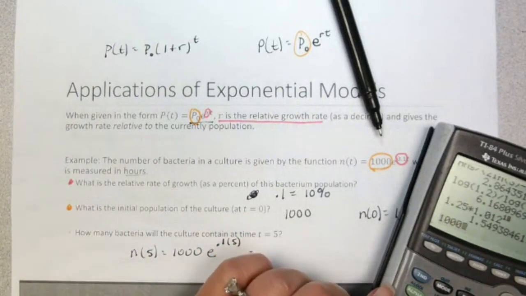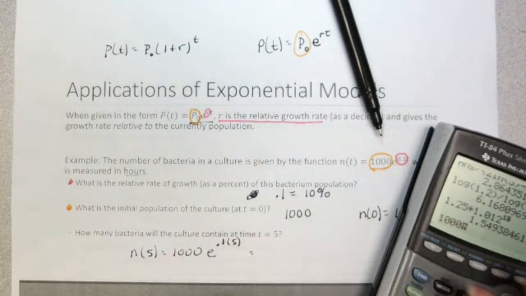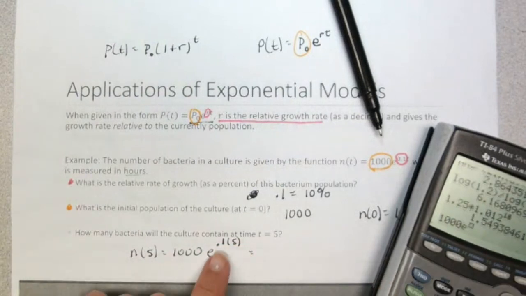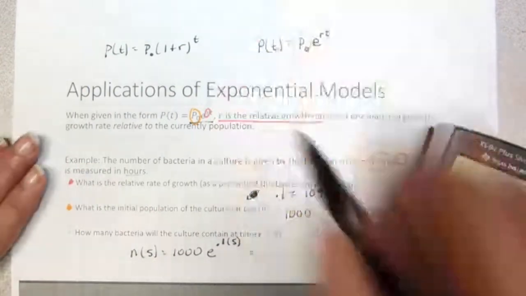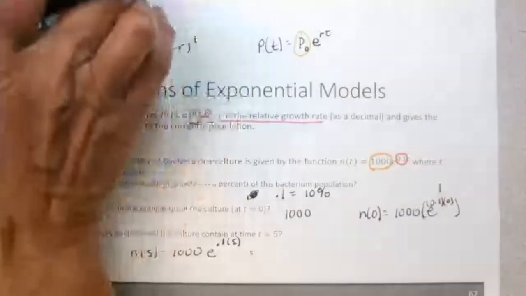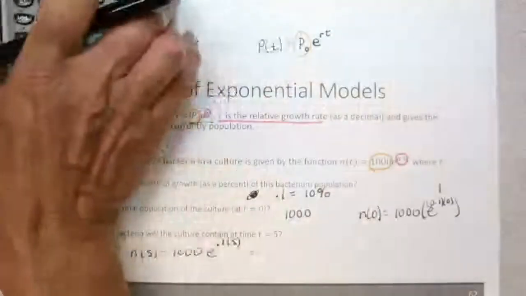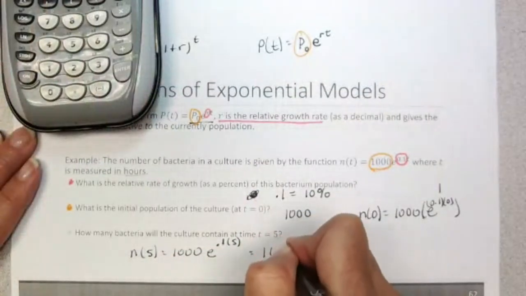I think I'll use my e to the x key. There it is. And my exponent is going to be 0.1 times 5, or 0.5. So that's my answer, 1,648.